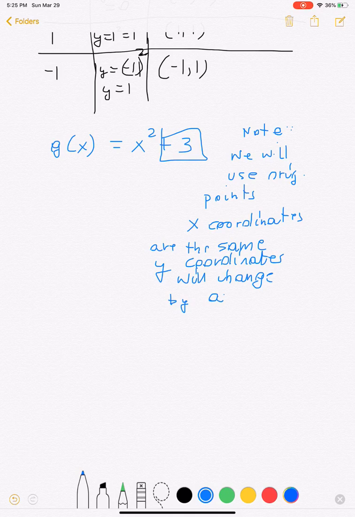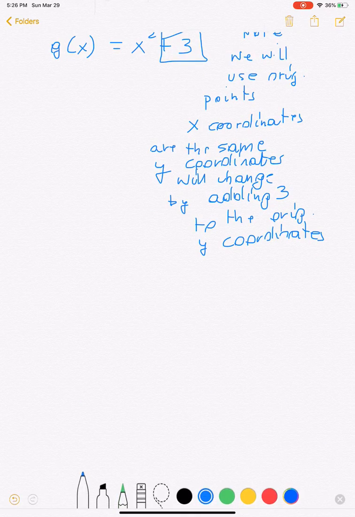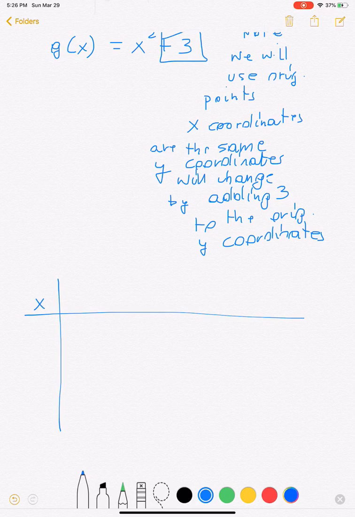By adding 3 to the original y coordinates. So again, let's create a table of values so you will see exactly what's going on. So now we have x, g of x, which is equal x squared plus 3.